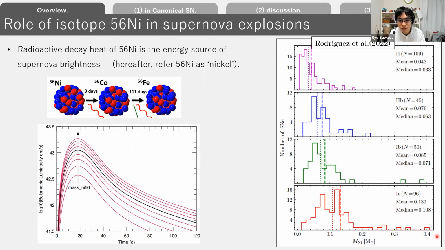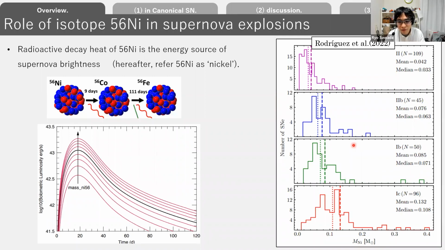This figure shows a histogram of the number of supernovae with the abundance of 56 nickel on the horizontal axis. The difference in the panels corresponds to the difference in subgroups of supernovae. Without going into detail, it is important to note that the mean and median statistical values are obtained from more than 300 samples of supernovae. This is enough to discuss the canonical feature.